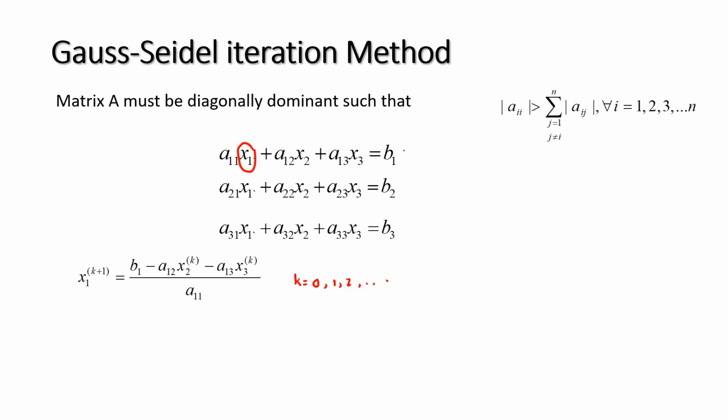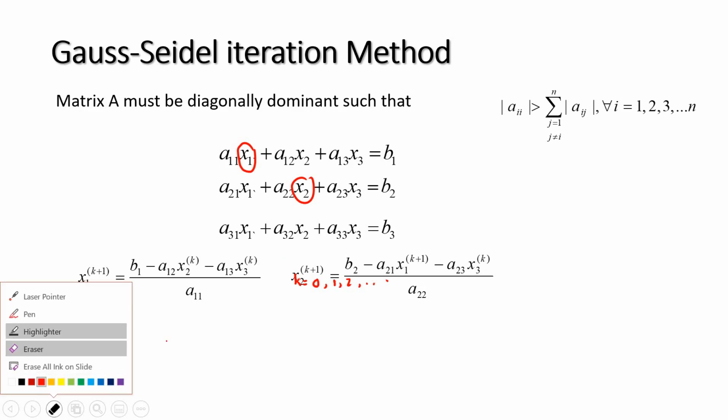So how to write? x1 will be b1 minus a12 x2 minus a13 x3 divided by the coefficient of x1, which is a11. Here k means we start with the initial guess. When k is 0, we get x1 at step 1. Similarly, you can solve for x2. In this case, x2 will be b2 minus a21 x1 minus a23 x3 divided by a22.